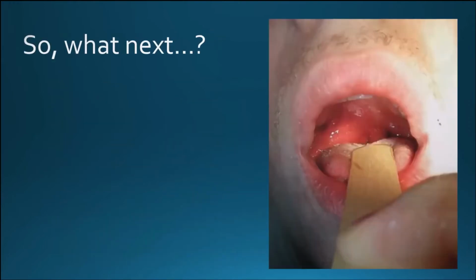So this is usually what you would see. This wasn't our actual patient, but as you can see here, you've got this unilateral swelling and some uvula deviation. And then what you're usually thinking about is the difference between an abscess or a cellulitis.